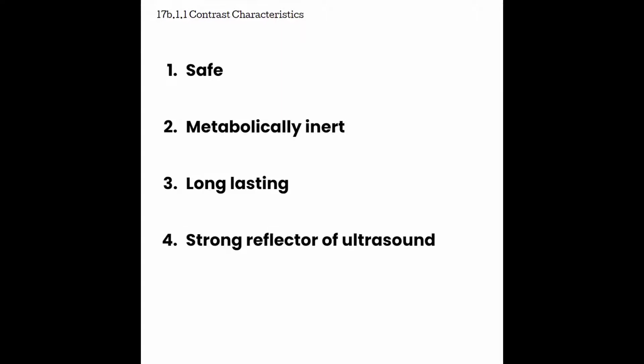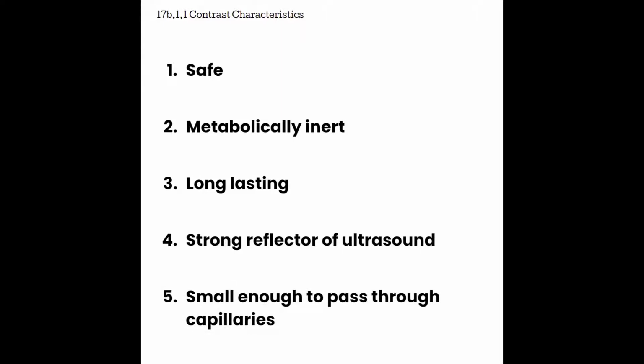Fourth, we need it to be a strong reflector of ultrasound. Again, if it doesn't reflect ultrasound in the way that we need it to, it's pretty useless to us. So we want to make sure that it resonates or interacts with our sound beam in a way that creates good, strong reflections. And lastly, it has to be small enough so it can pass through capillaries.